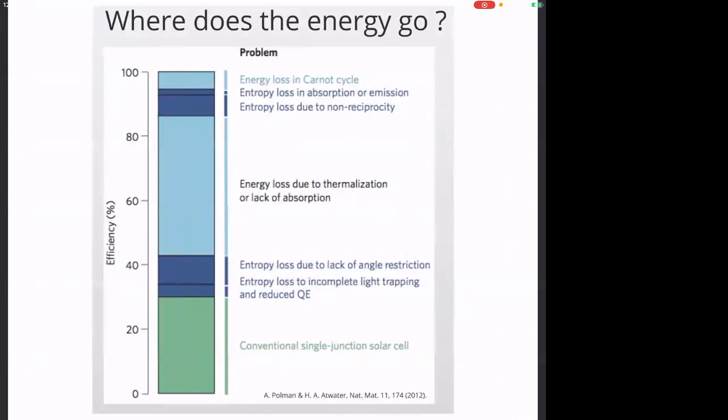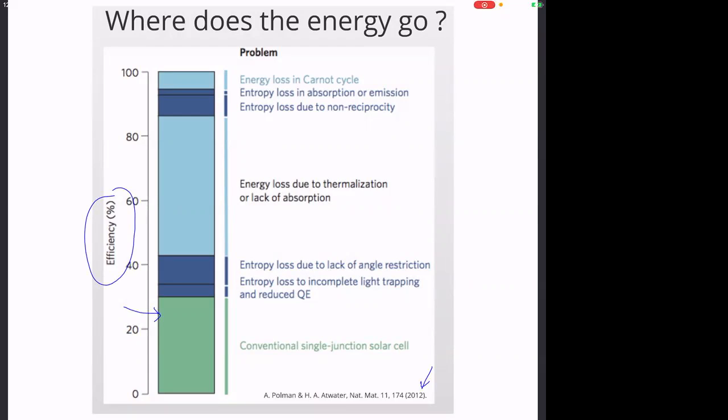Now, you can also think about an allocation of where all the different loss mechanisms are. There's a very important paper written by Atwater and Pullman back in 2012, which looks at the thermodynamic limits of a single junction solar cell. It's a very useful paper for anyone who wants to delve deeper into it. So we can start at the bottom here. The efficiency is here, and they're divided into different chunks as shown in different colors.